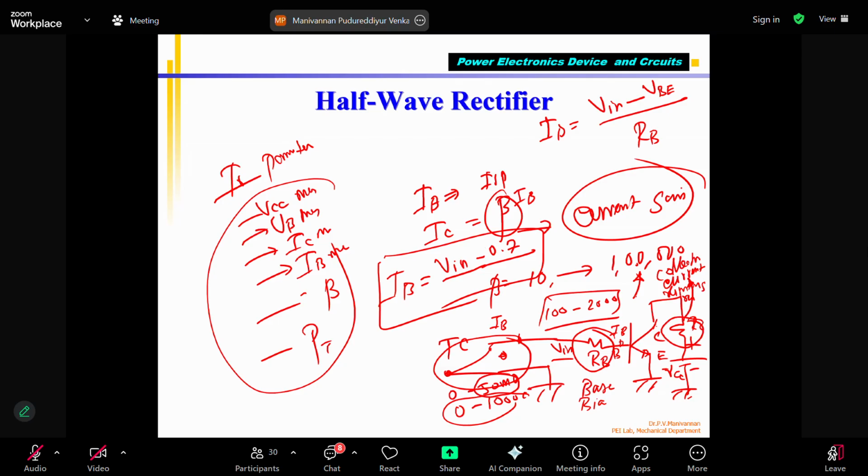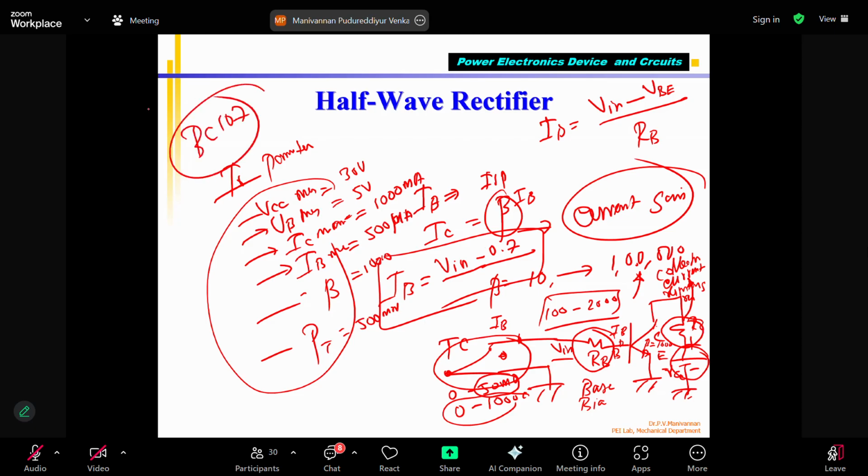If it is not there, IC, if you supply more current at the base, and beta is the transistor gain, say 1000, correct? High current will go if you don't limit. Already we know the ICC max for each transistor is given. VCC max, for example, 30 volts, this is 5 volts. IC max, 1000 milliamps. IB max, maybe 500 microamps. Beta equal to 1000. This is given by the transistor manufacturer, for example, BC107 is the transistor, correct? Already we discussed, but still I wanted to review because this is a very important parameter.